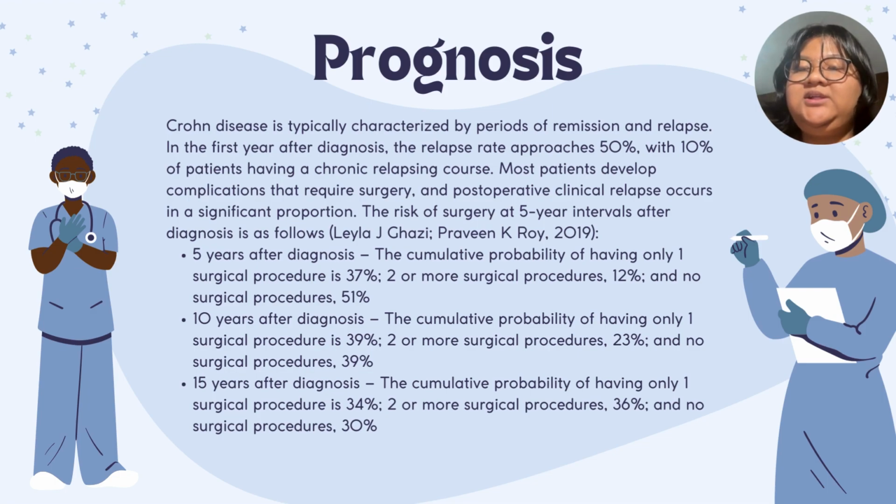So I will be explaining about Crohn's disease's prognosis. Crohn's disease is typically characterized by periods of remission and relapse. In the first year after diagnosis, the relapse rate approaches 50%, with 10% of patients having a chronic relapsing course. Most patients develop complications that require surgery, and post-operative clinical relapse occurs in a significant proportion.